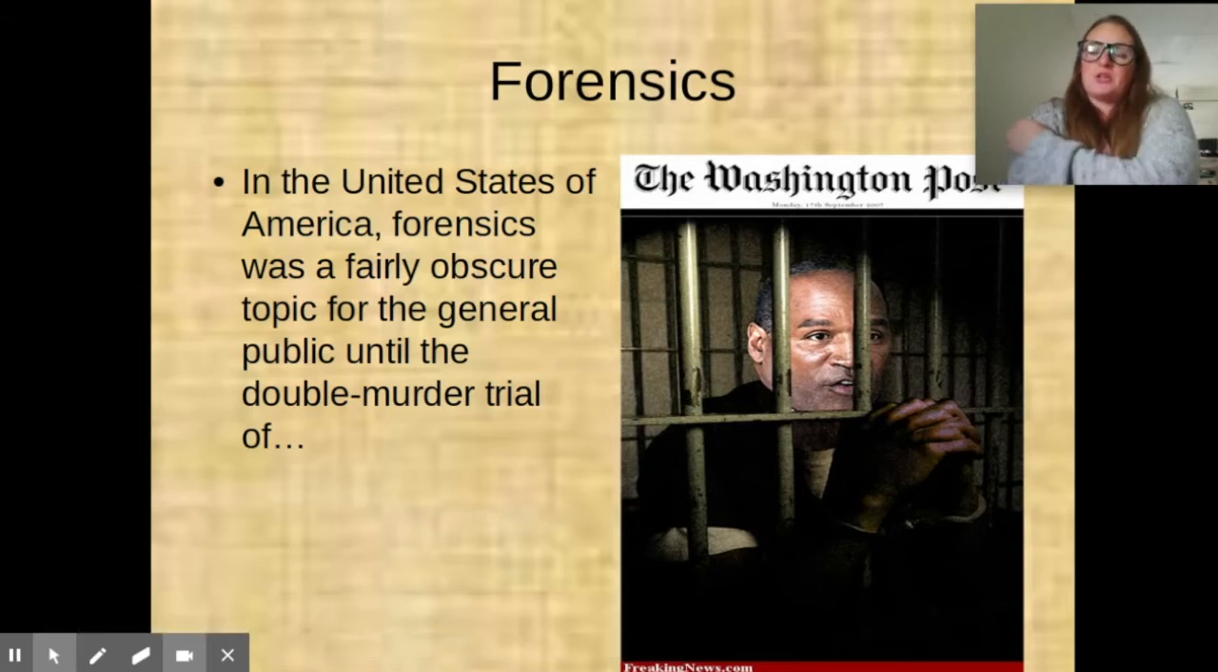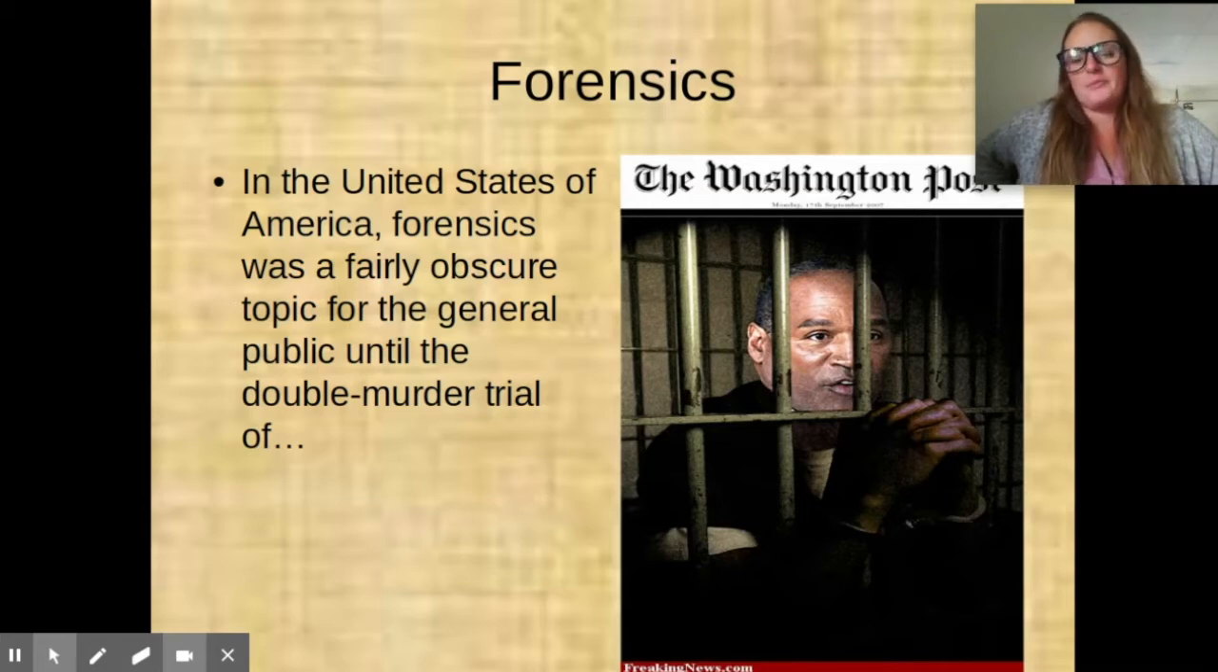So O.J. Simpson was accused of killing his, I believe at that point, ex-wife. I can't remember if they were still married or not. I was young when this happened. Ex-wife and a friend of hers. So Nicole Brown Simpson was her name, and Ronald Goldman, I believe, is the other guy's name. I can't remember, but you could look that up.